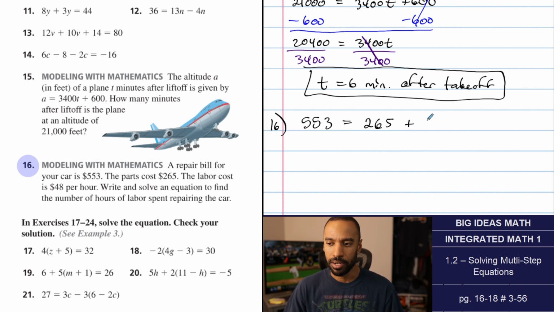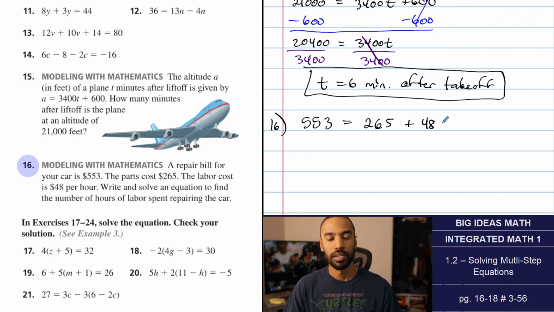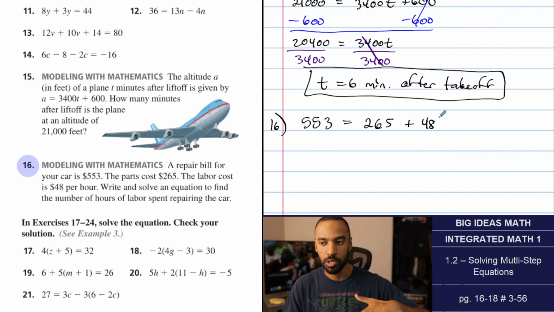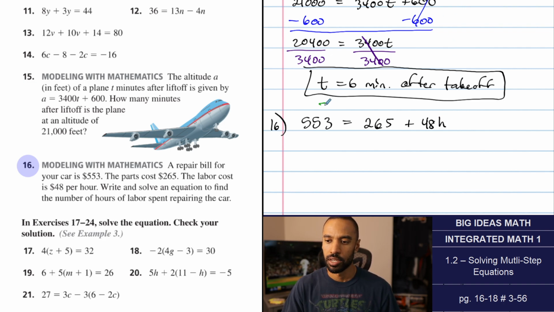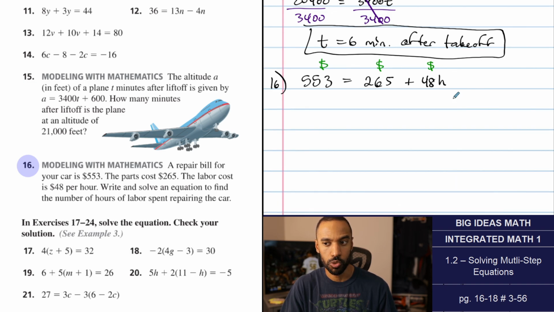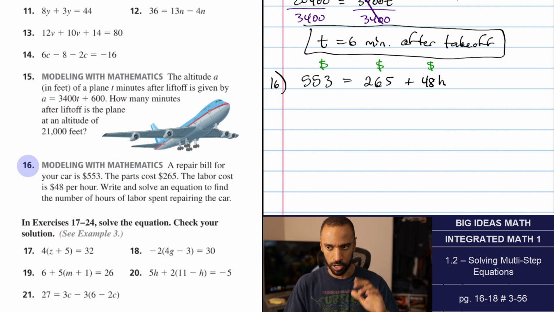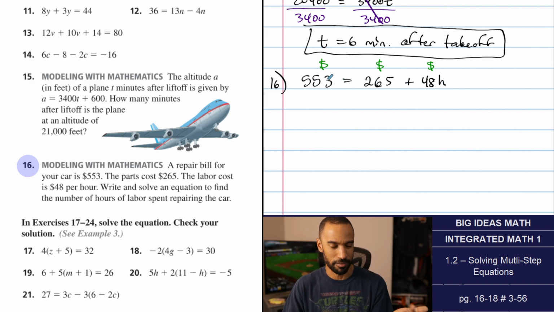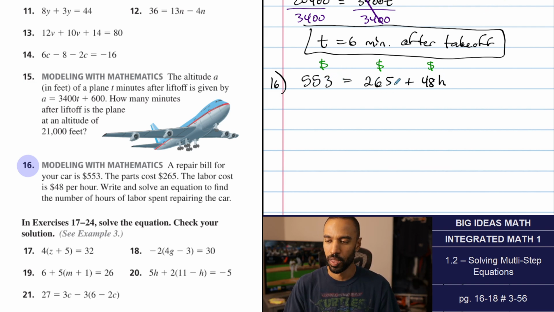If you add now the total cost for labor, it's $48 for every hour times the number of hours. That ends up being a money amount. So this is dollars of total repair equals dollars of parts plus dollars of labor. Remember, it's dollars per hour times hours. This is where we can solve for H. There are a lot of different ways we could have written this. If I were doing this strategically, I'd actually say 48H plus 265 equals 553. No matter. This is simplified. We will subtract 265 from both sides of this equation.